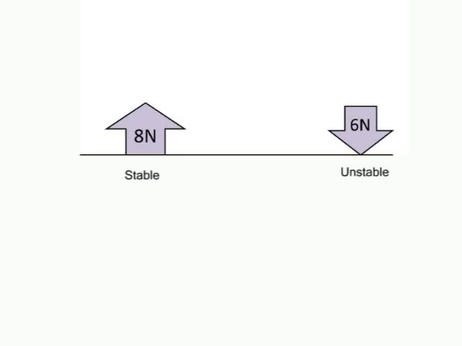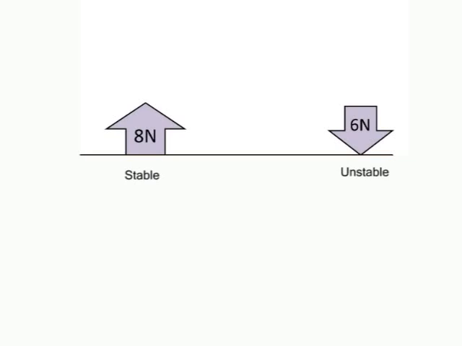Now, the factors that affect stability of objects include surface area of the base. If the surface area is large, the line through the center of gravity of the body remains within the base, even if the object is tilted through a large angle. And therefore, a body with a broad base is more stable than one with a narrow base.